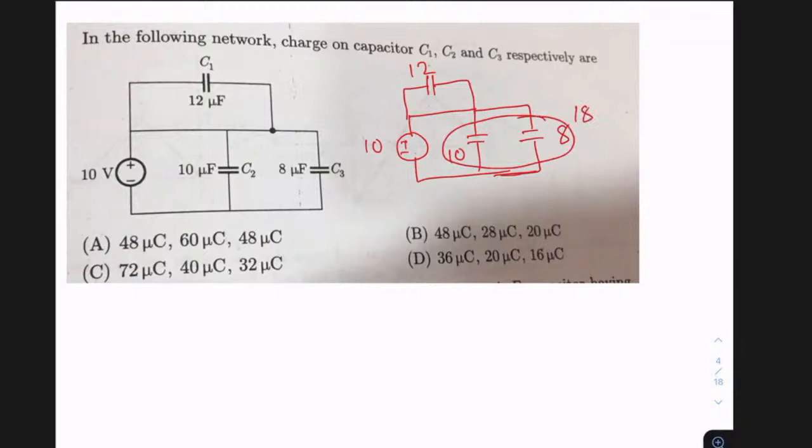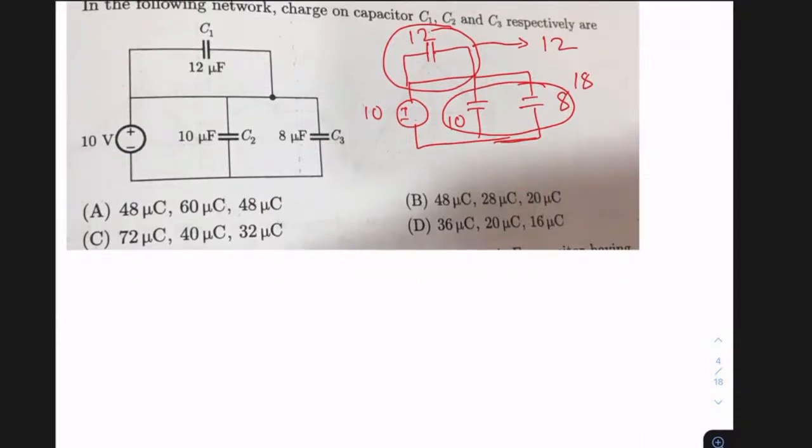And 12 and 0, these are in parallel, so this is your 12. Hopefully you agree: in capacitance, when they are in parallel, we add their values. So 12 parallel with 0 is 12, and 10 parallel with 8 is 18. Equivalently, I have two capacitors connected in series. So the original circuit is equivalent to 10 volts in series with a 12 microfarad capacitor, which is in series with an 18 microfarad capacitor.